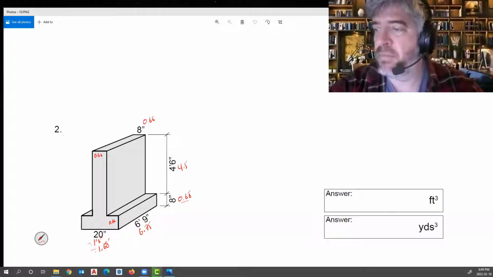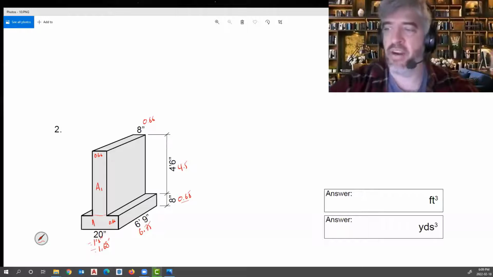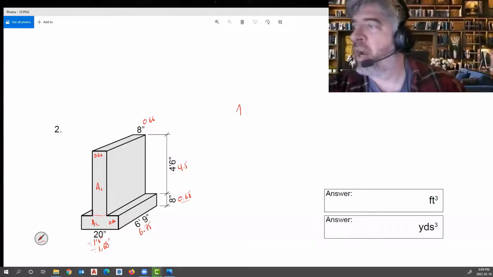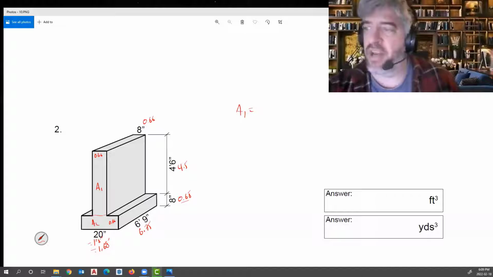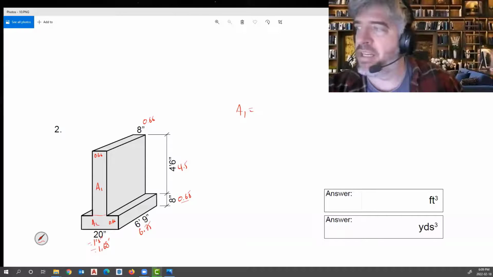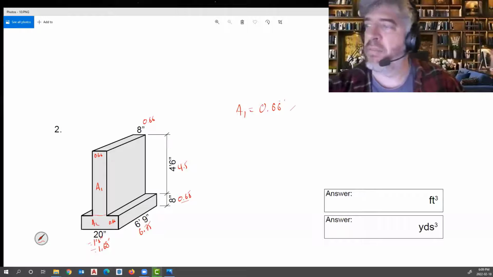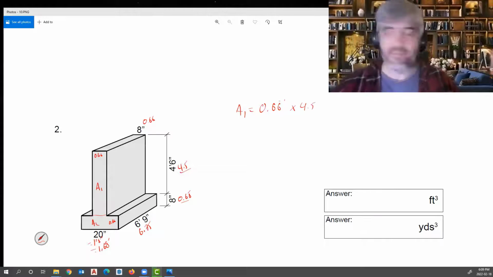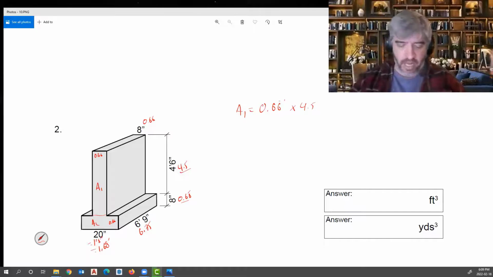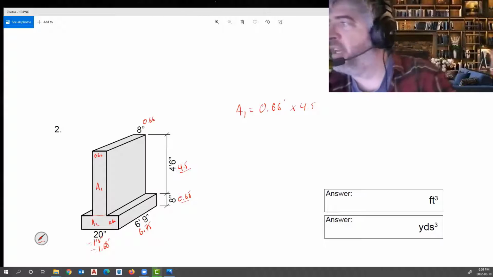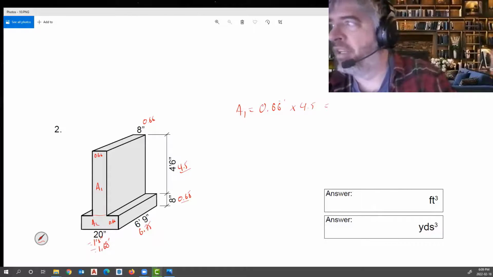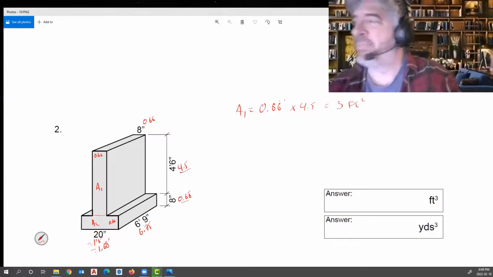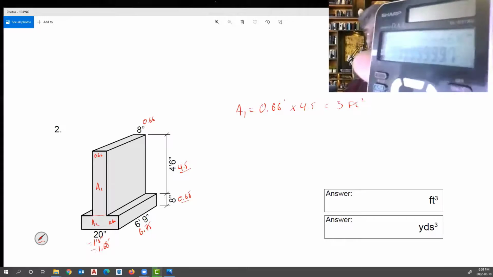Okay, so now I'm going to split this up into the two shapes. I have area 1, which would be the foundation wall. Then I have area 2, which would be the footing. So area 1 would equal length times width, it doesn't matter the order you do this in, but it would be my width here, 0.66 repeating, times my height, which is 4.5. So I could quickly just do that, 0.666666 times 4.5 gives me basically 3.